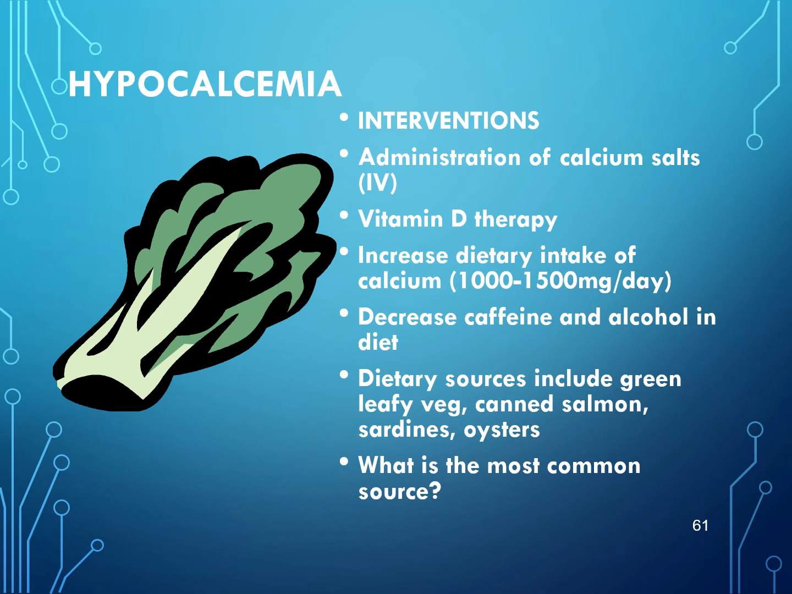Then we also have our increased dietary intake of calcium, and we want about 1,000 to 1,500 milligrams per day. We want to decrease the client's caffeine and alcohol intake in their diet. Large amounts of caffeine and alcohol will actually decrease our calcium absorption from the GI tract. Then we have dietary sources, which include, but are not limited to, our green leafy veg, canned salmon, sardines, oysters.